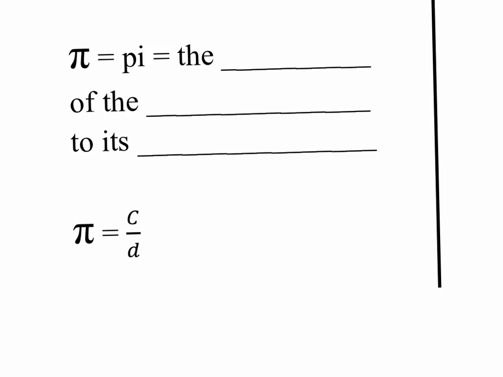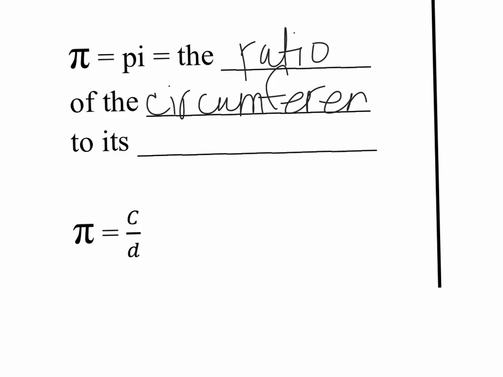And finally, pi. Pi, the 16th letter of the Greek alphabet, spelled P-I, is the ratio of the circumference to its, you guessed it, diameter. Pi is the relationship, a ratio of circumference over the diameter.